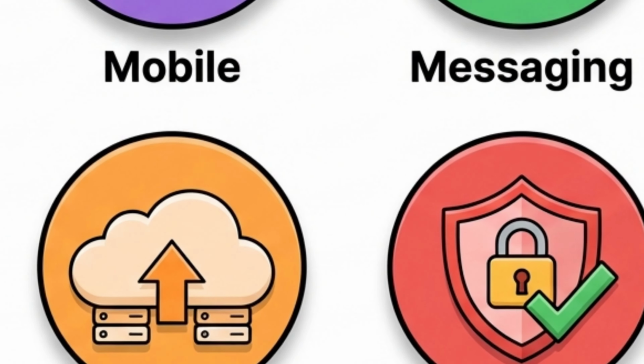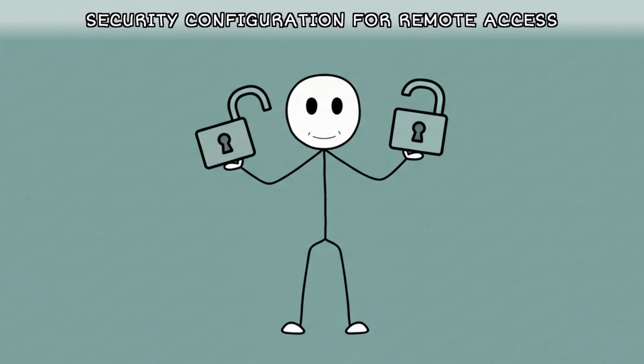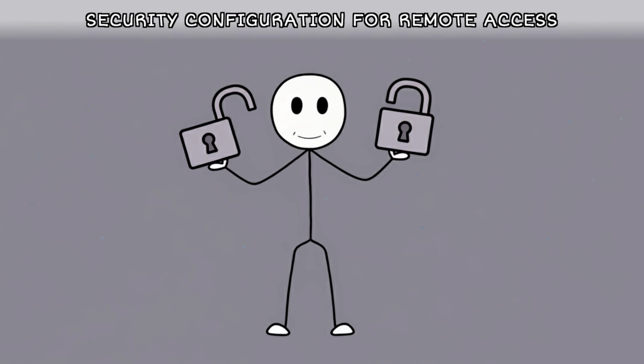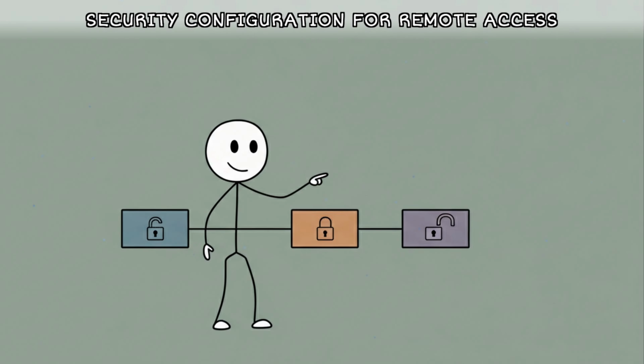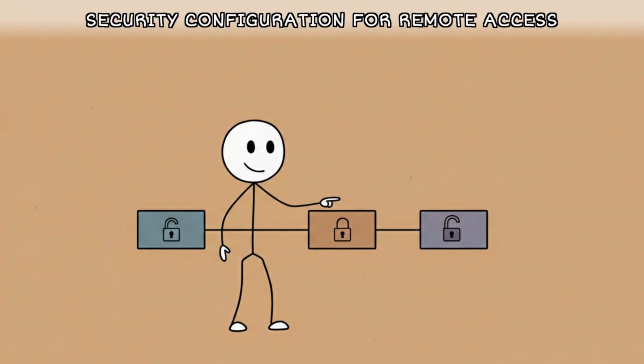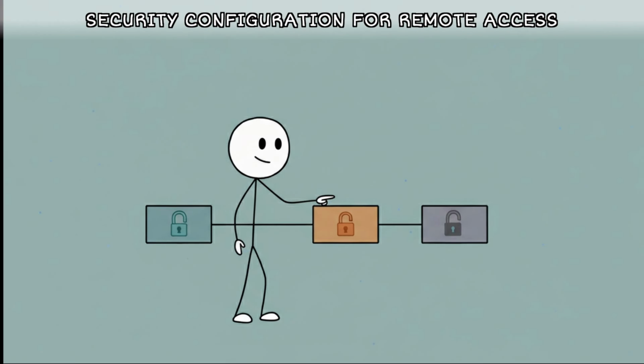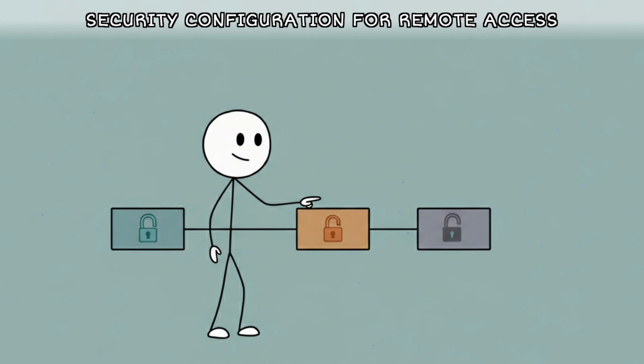Security configuration for remote access. Let's talk about security, because giving a system access to your computer is powerful and potentially dangerous. OpenClaw has multiple security layers. First is the bind mode. This controls where your gateway listens for connections.